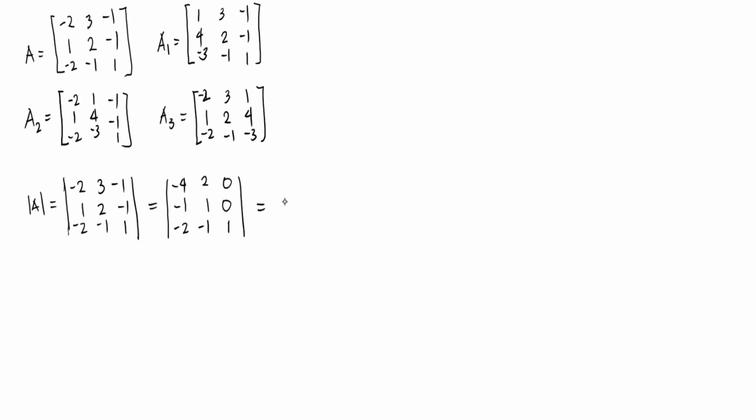That will give us 1 times negative 1 raised to 3 plus 3. That's third row, third column. And then we delete this third column and third row. So we have the matrix negative 4, 2; negative 1, 1. This is positive because we have 6 here. And then we multiply this: negative 4 minus negative 2, so that's negative 2. So that's our first determinant.